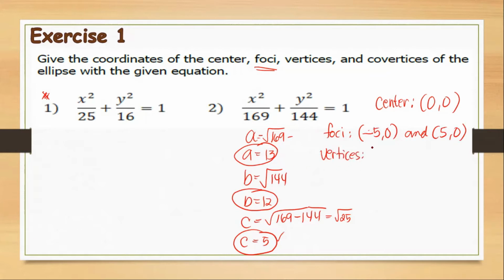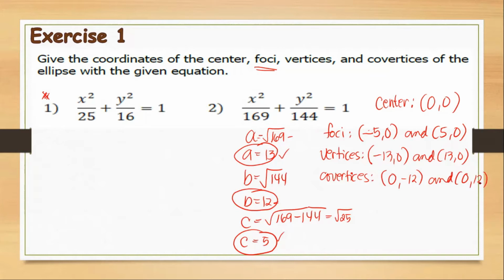The vertices are from negative 13, 0, and 13, 0. And lastly, the co-vertices, which are 12 here. So we have negative 12. Sorry, it's on the y-axis. So we have 0, negative 12, and 0, 12. Those are the parts of our ellipse.